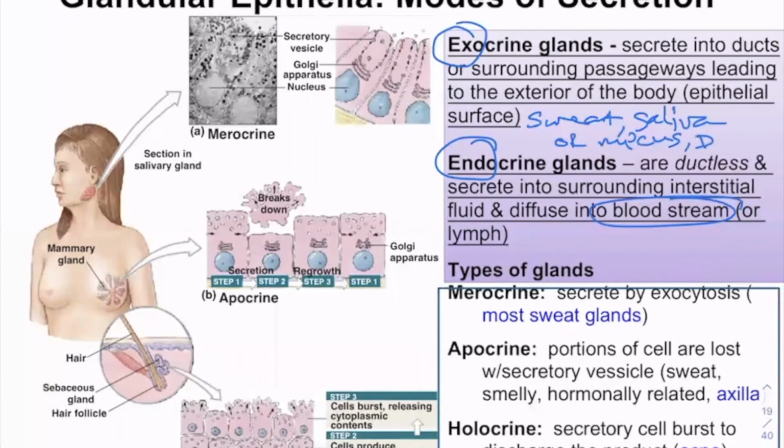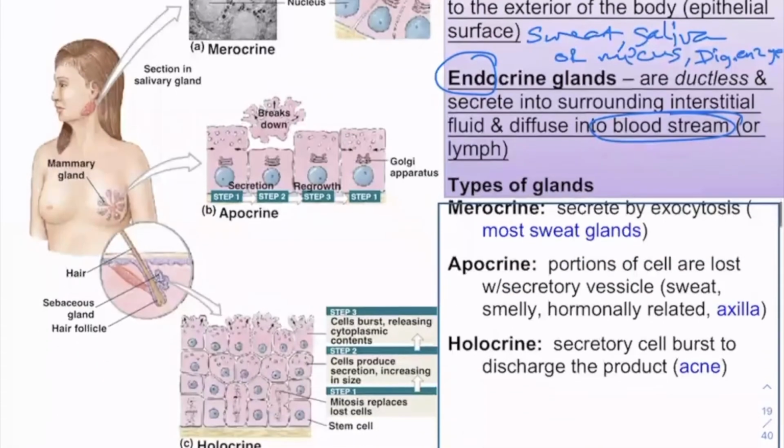Also, digestive enzymes are produced by exocrine glands because they go into the small intestines and eventually leave. So types of glands, they distribute or secrete things different ways. Merocrine secretes things through exocytosis. We talked about exocytosis in chapter 2.